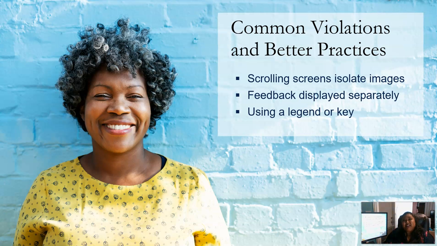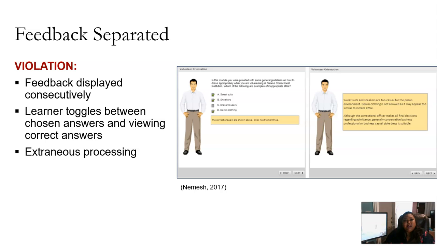Next, we're going to be moving into common violations and better practices for contiguity. We'll talk a little bit about scrolling screens, isolating images, feedback displayed separately, and using a legend or key. Let's take a look at our first violation.